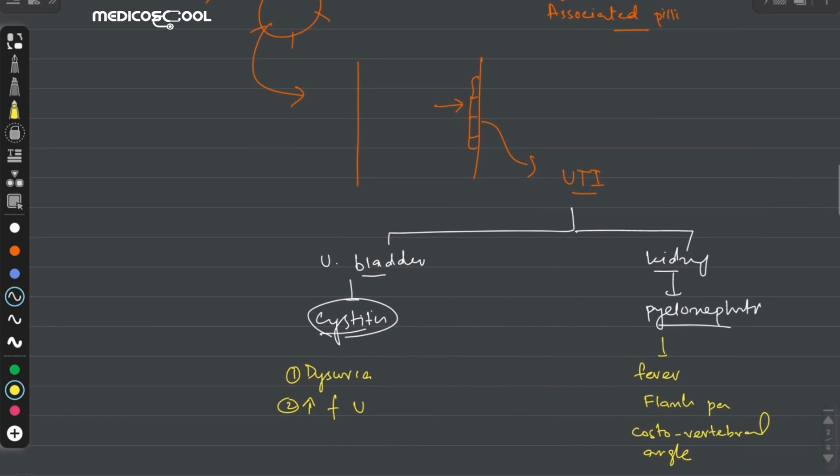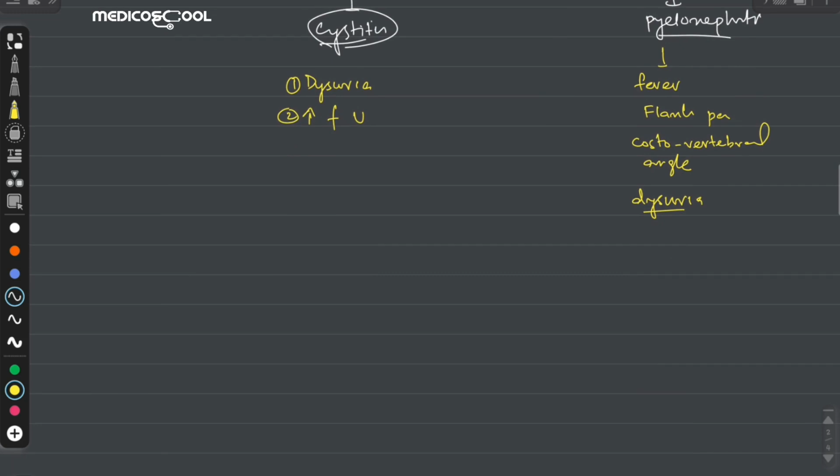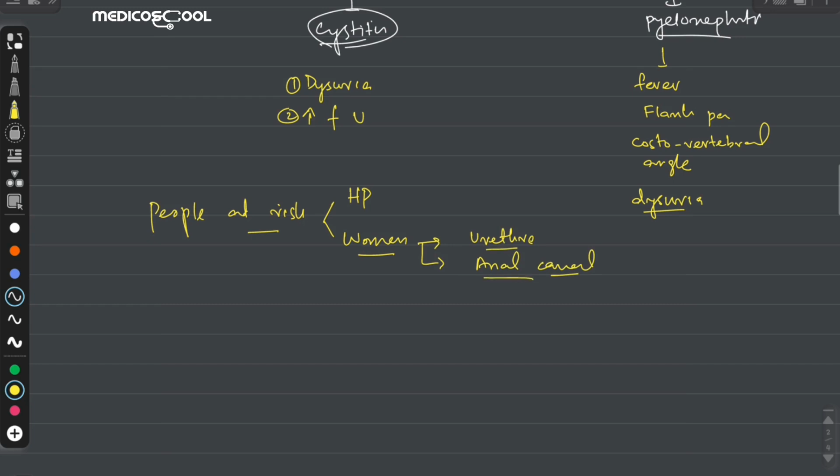Now the important point regarding the prevention of Escherichia coli infection is that cranberry juice can prevent the attachment of the uropathic strain of Escherichia coli to the receptors present in the epithelium of the urinary tract. Thus, cranberry juice can be used to prevent the infection caused by the uropathic strain. The people at risk of getting this UTI are hospitalized patients with catheters, and women, because they have a short urethra that is much nearer to the anal canal, so they are more prone to get the UTI caused by the uropathic strain of Escherichia coli.